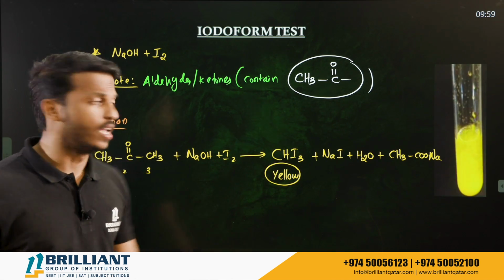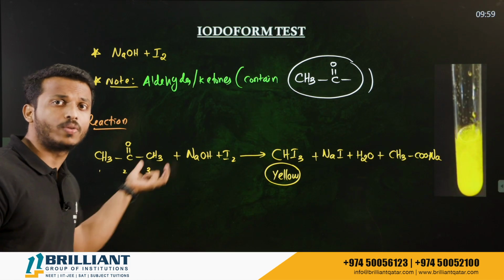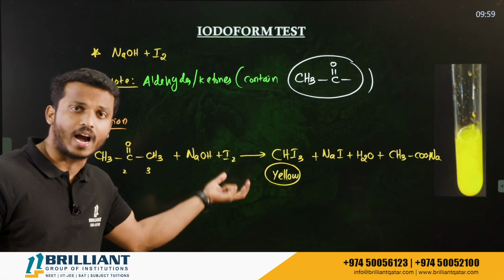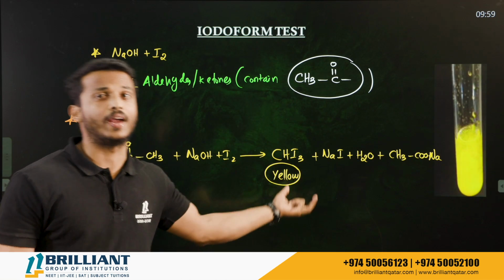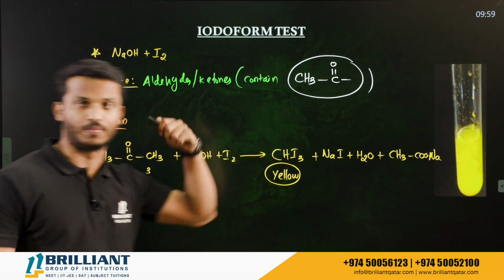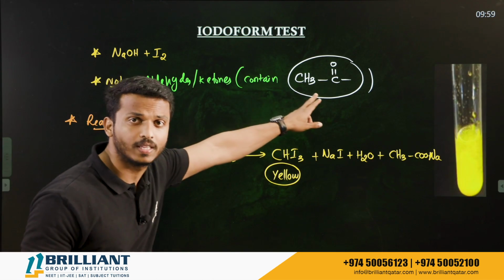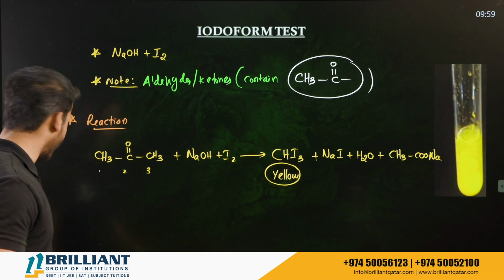What is the test? The compound you treat with sodium hydroxide and iodine, you will get yellow colored iodoform. Right? This is called the iodoform test. Remember which group should be there? CH3CO group.